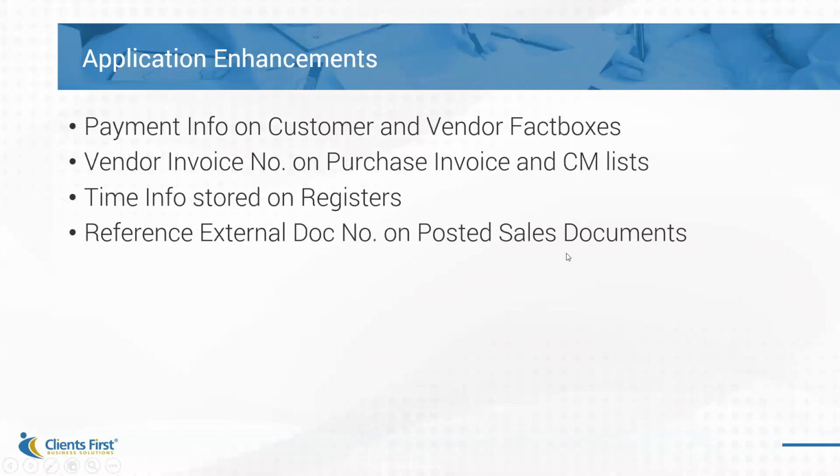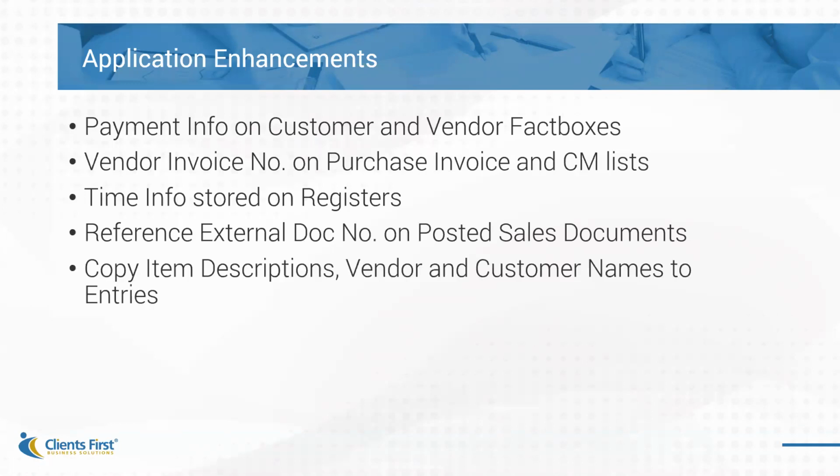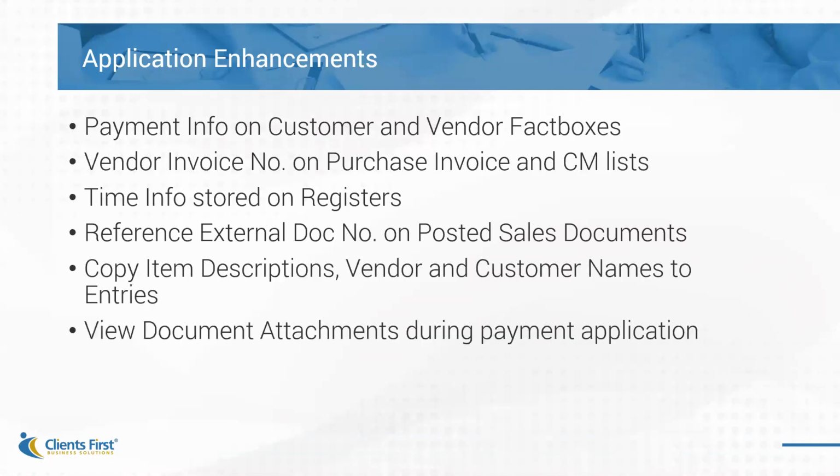The external document number is now visible and referenced on posted sales documents. That information does not get lost. Item descriptions and the vendor and customer names get moved to entries. So we're not just looking at a source code, which is the vendor code or the customer code. The names are brought to the transactions.